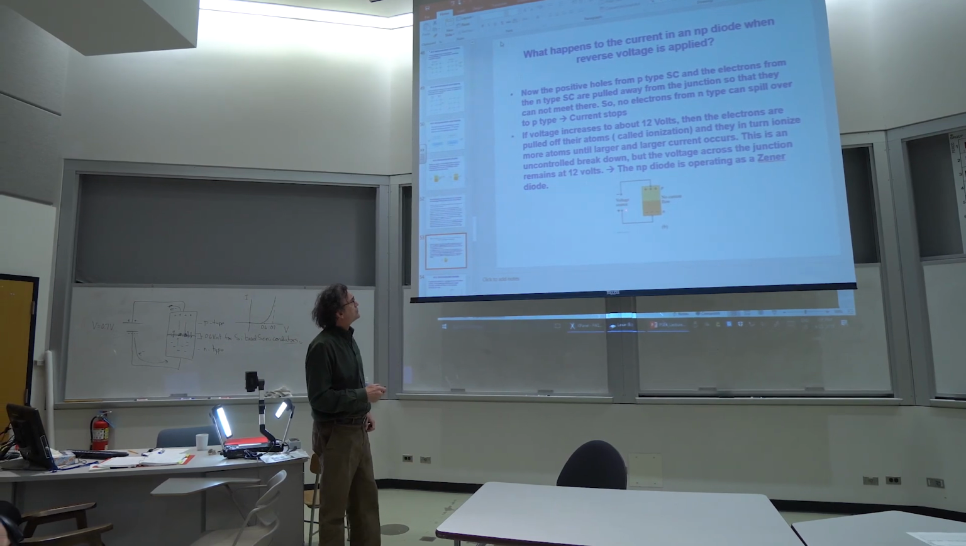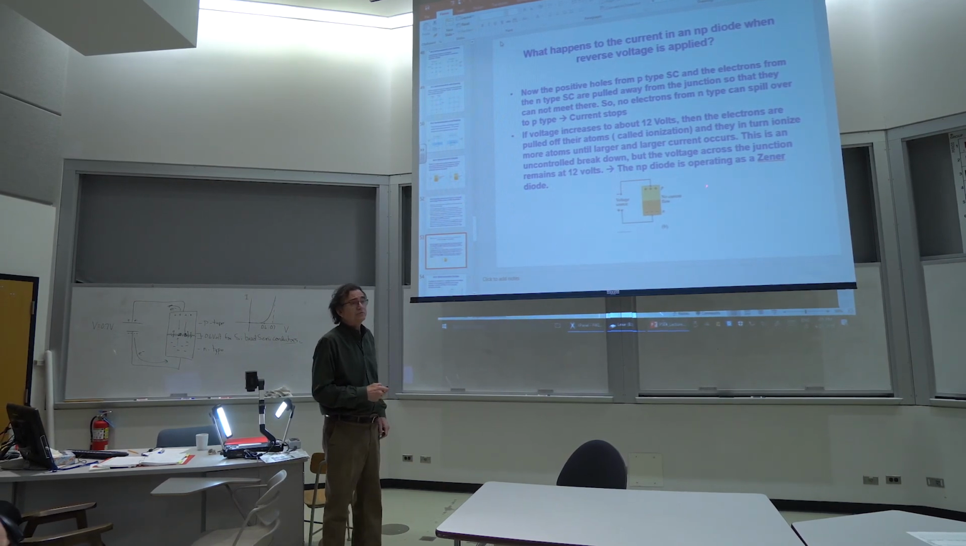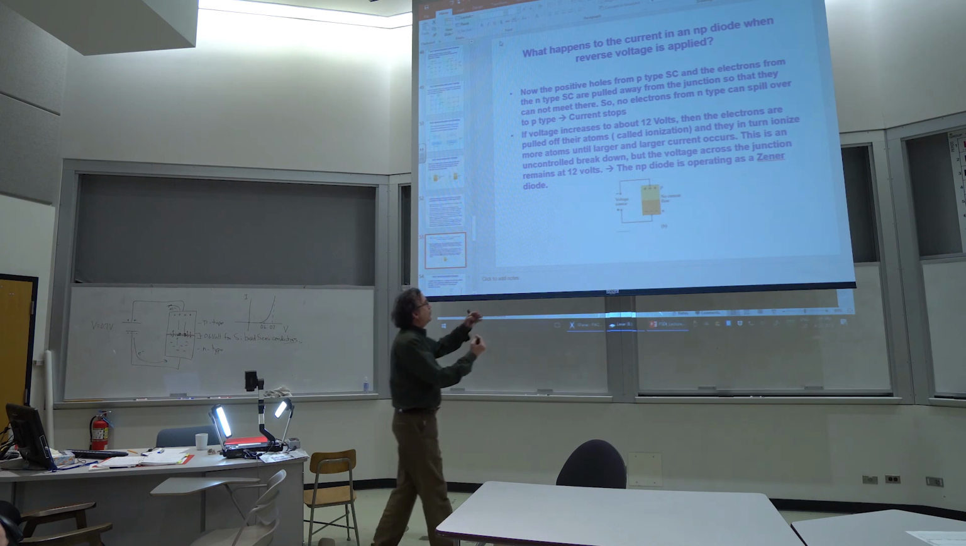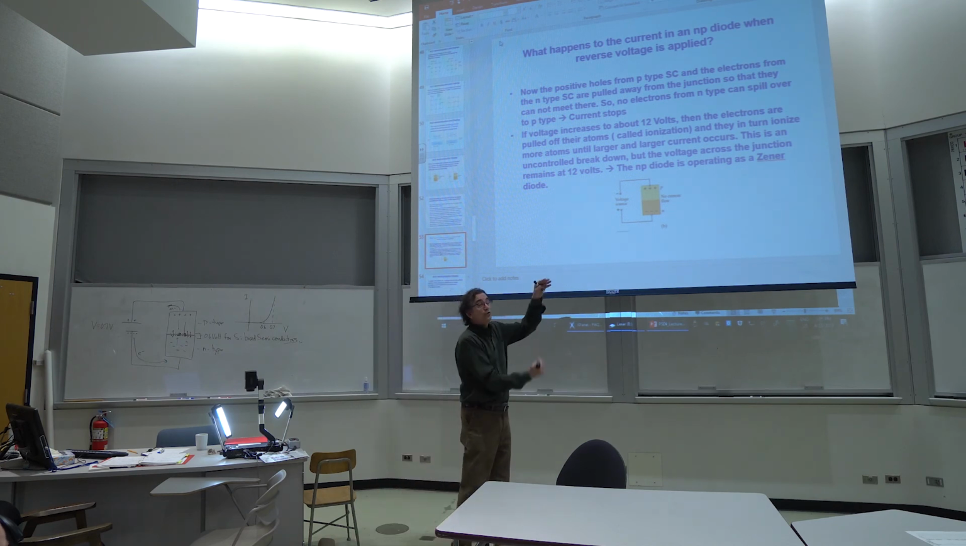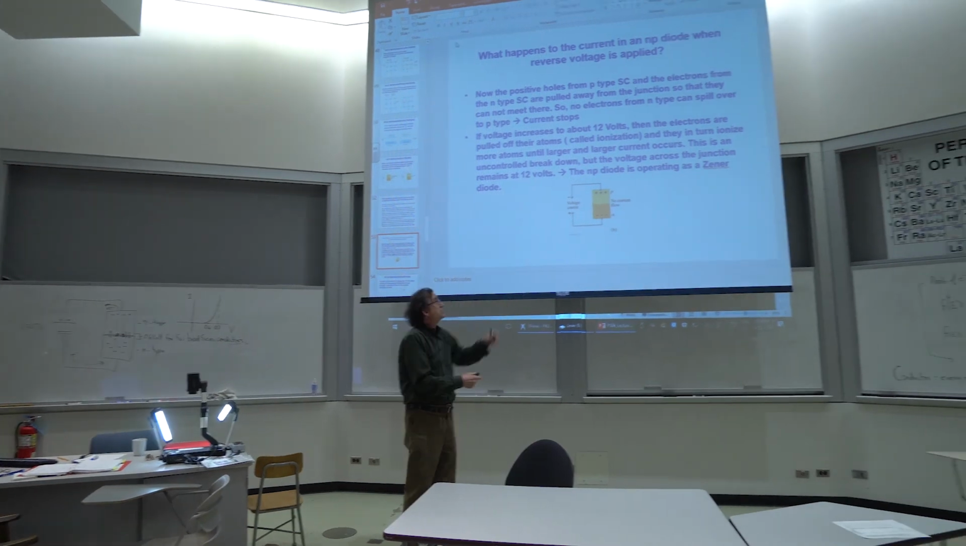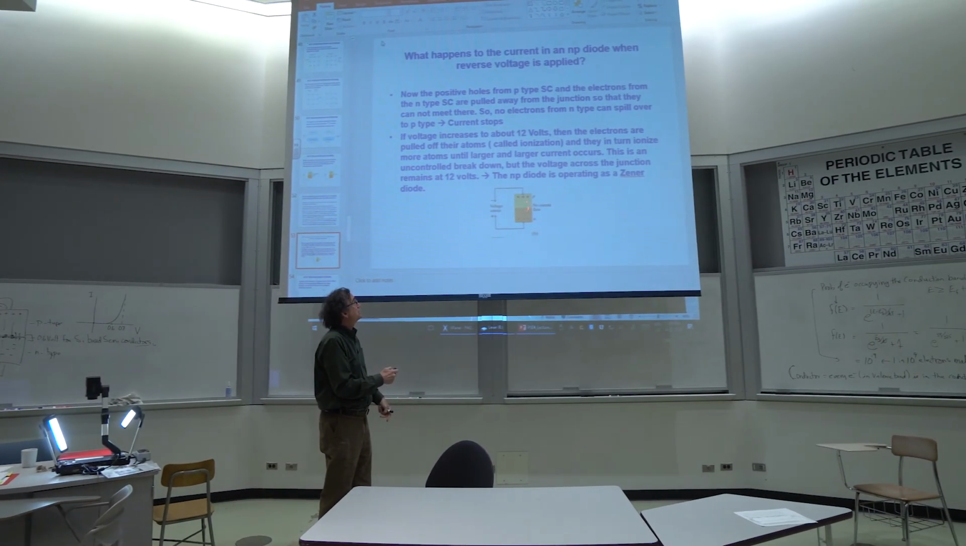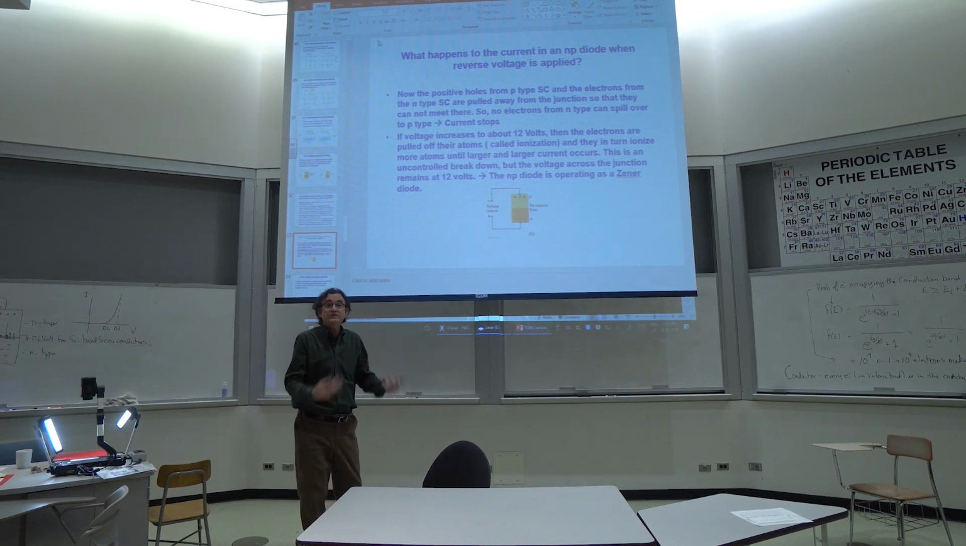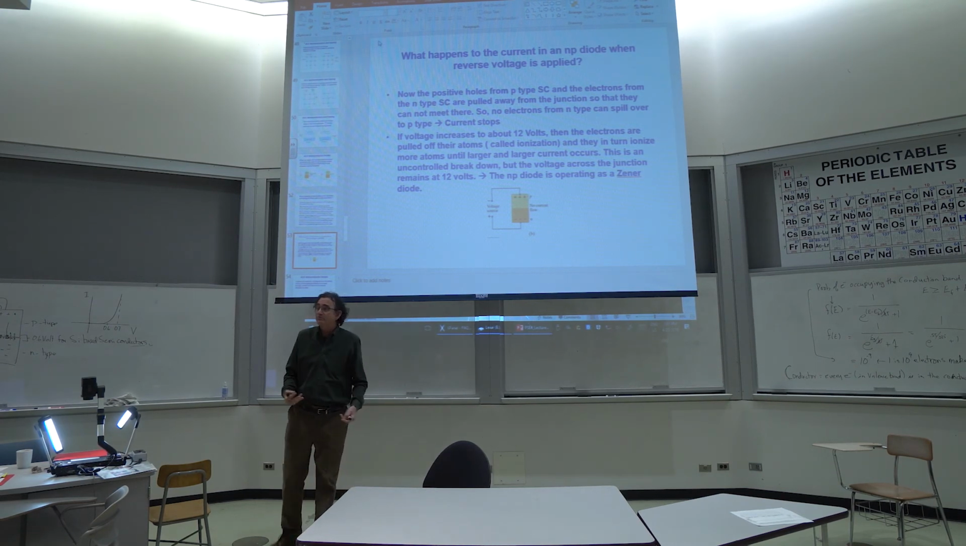In the reverse direction, I have the negative terminal connected to the P side of the PN junction. I have the positive terminal connected to the negative side. And now what happens is that the holes and the electrons are pulled away from the junction. There are no excess electrons to jump across into holes because they've been pulled away, and the current stops. There is no current flow.